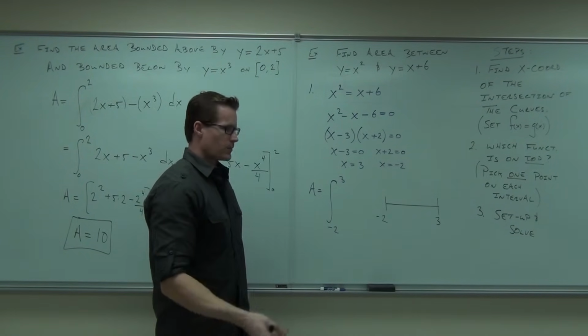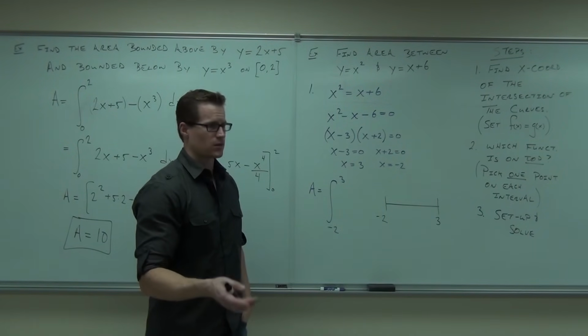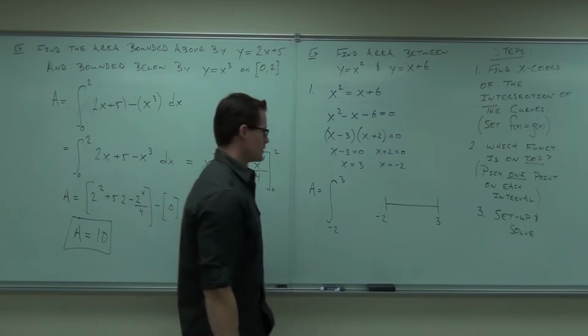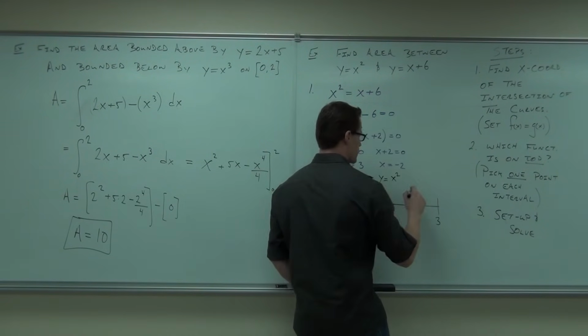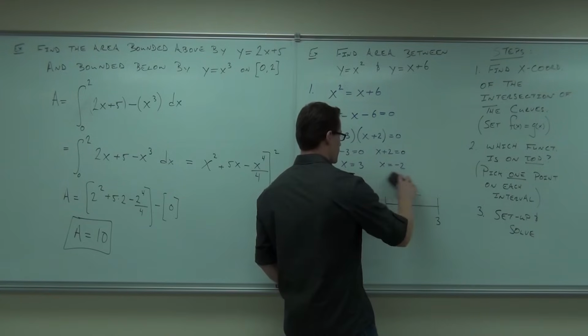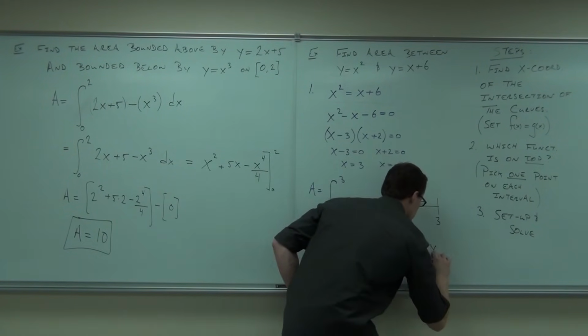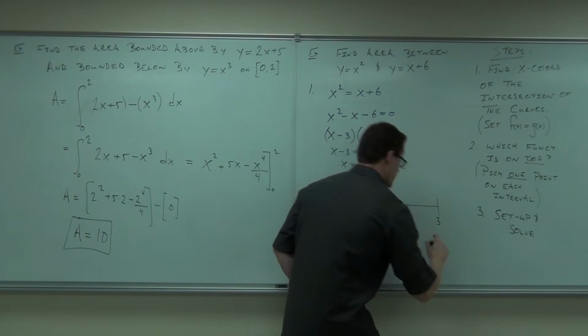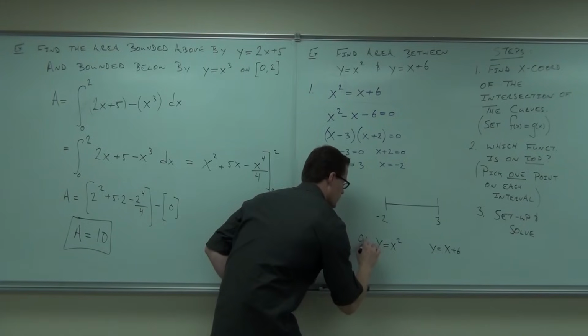We're going to test a point. What's a good point to test between -2 and 3? 0. Clearly. Plug in 0. So we'll do y equals x squared. And maybe we'll do down here, you can see a little better. Y equals x squared. Y equals x plus 6. You said we're going to test 0.